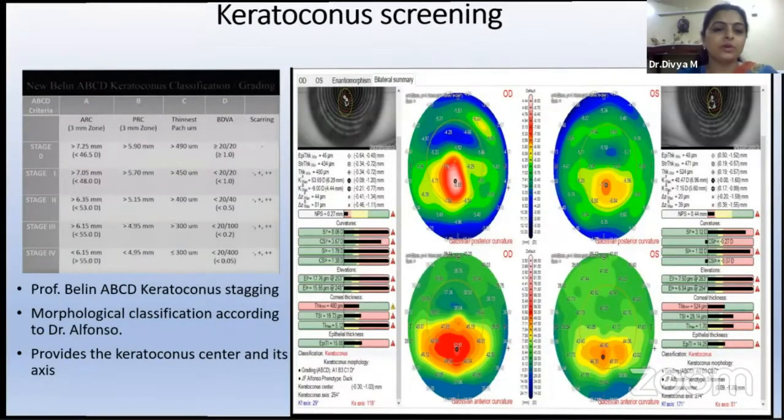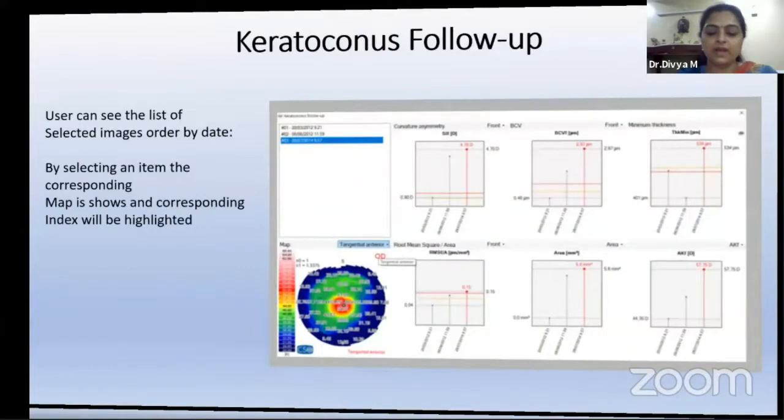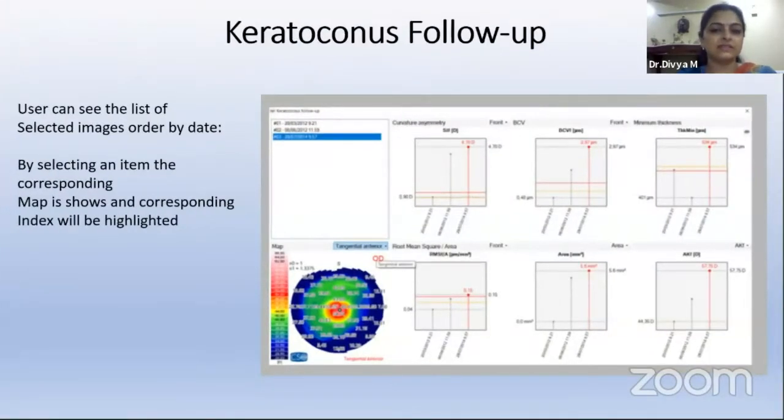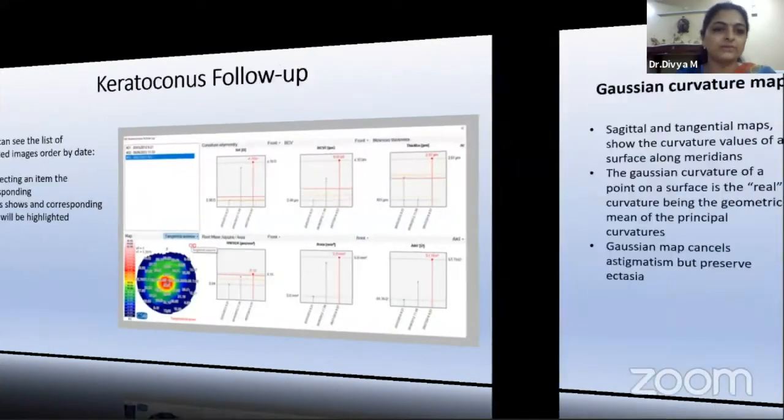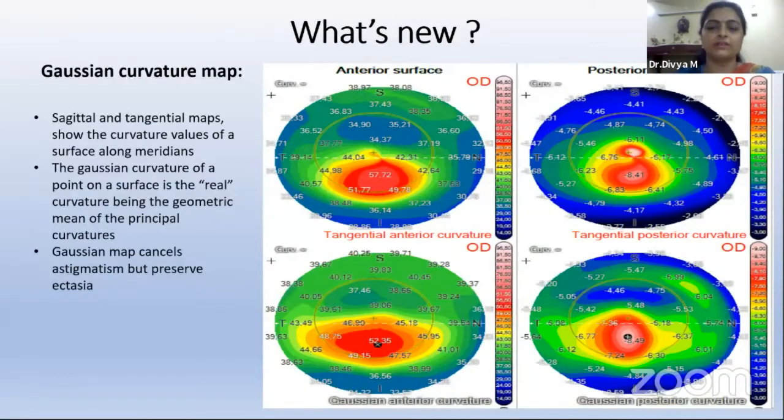Again, keratoconus follow-up: when we have a patient who's coming to us regularly, we're able to have a series of scans, and it actually tells us whether the patient is progressing, if there are any stromal changes per se. So this gives us an idea as to whether the patient needs to go in for corneal cross-linking or any such management surgeries. Again, we have something called the Gaussian curvature map.